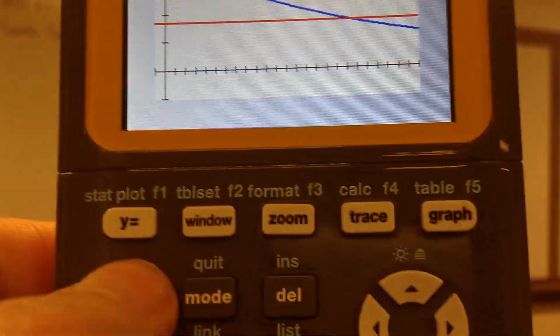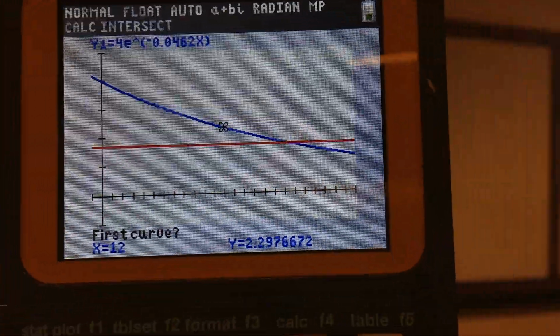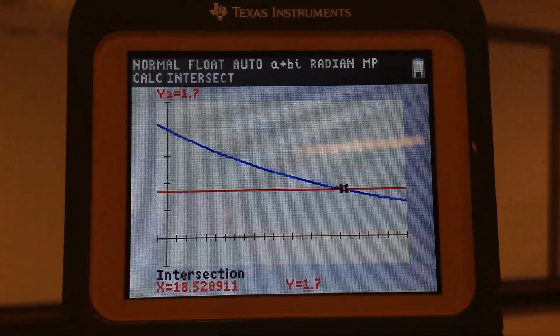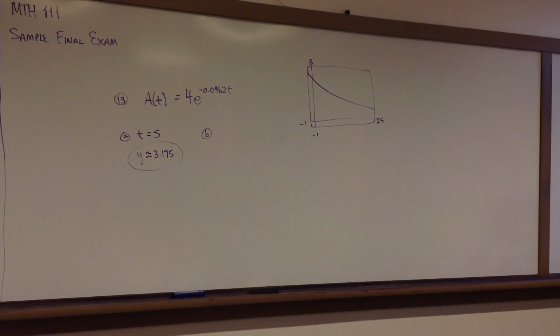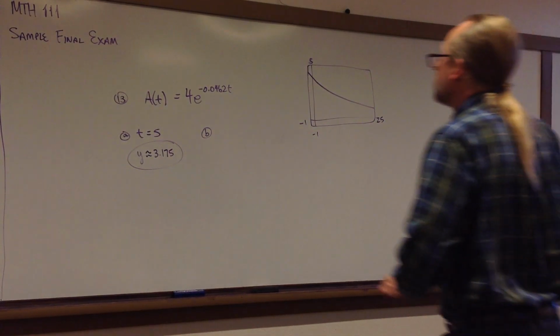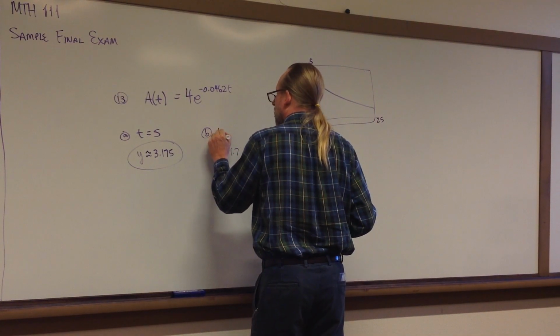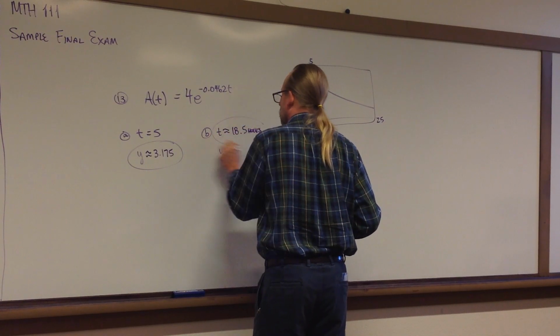To find the intersection, right, you want to do second trace. Choice number 5 is intersect. First curve, yeah. Second curve, yeah. Guess. No, I want the actual intersection. And there it is. X equals 18.52. Let me see where I asked us to round on this one. Round your answer to the nearest tenth, so 18.5. So for y equals 1.7, our t will be approximately 18.5 hours.